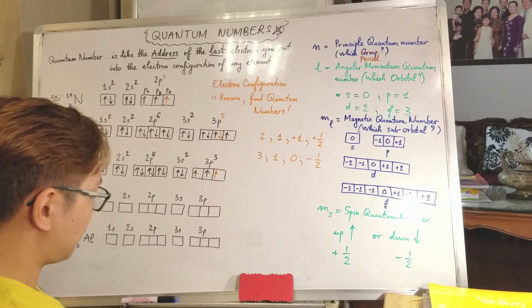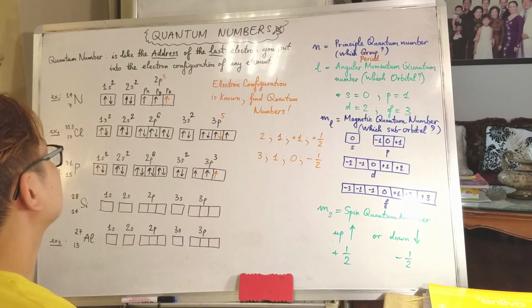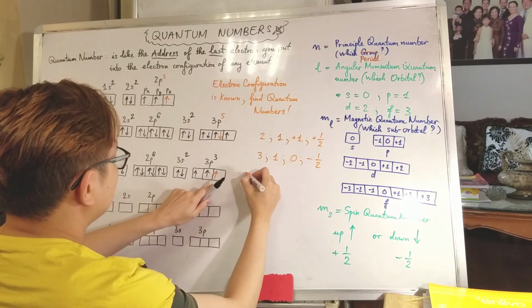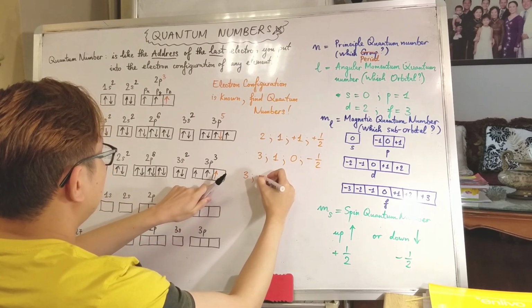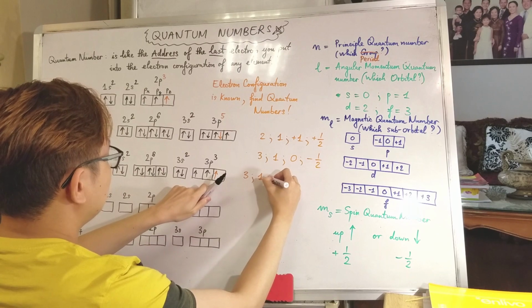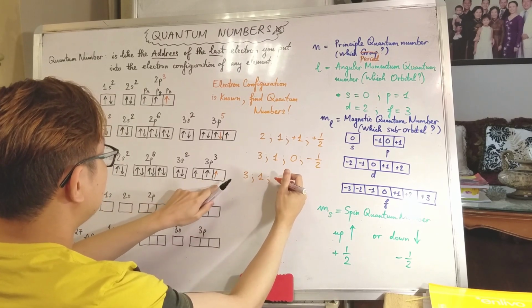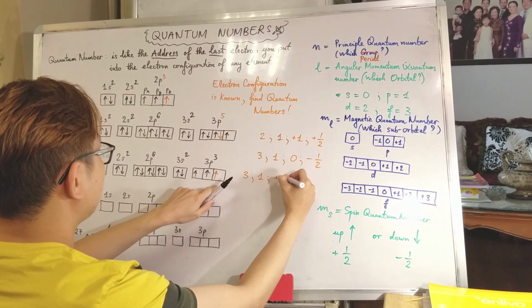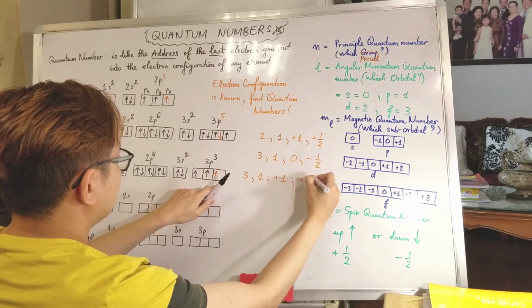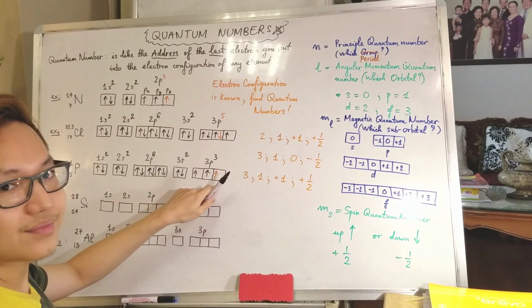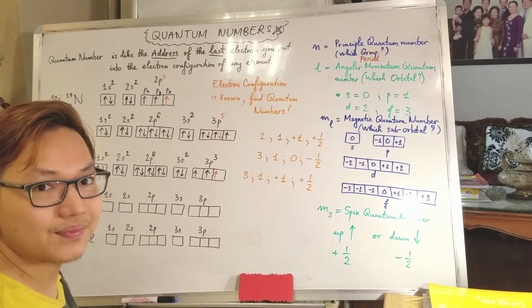Okay, so the quantum numbers? Period 3. It belongs to P, so 1. It's to the right of the center, and then plus 1. And it goes up, plus half. Okay, do you get the same answer?